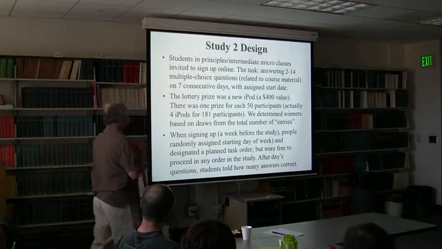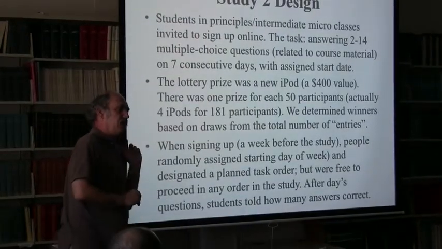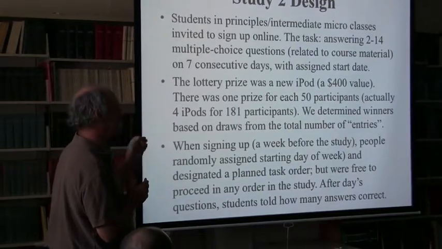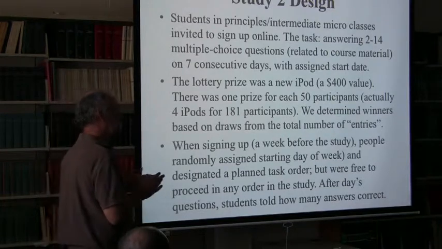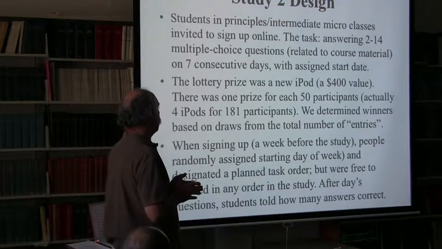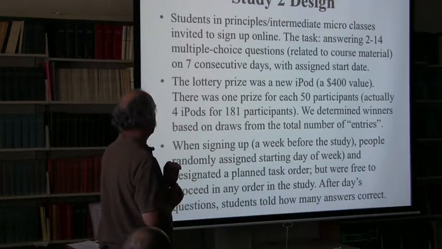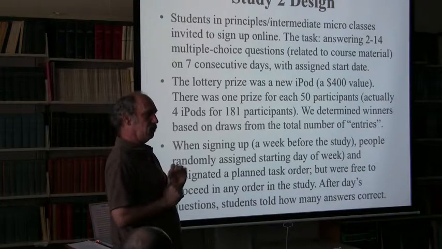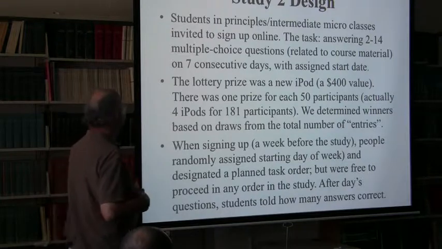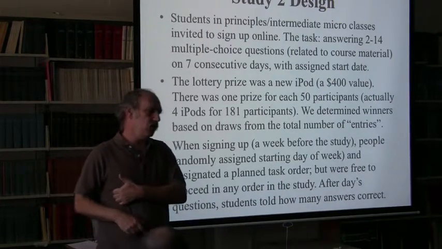Study 2. So we looked at these data, and we said, what can we do? So we created the second task, which was multiple choice questions, ranging from 2 questions to 14 questions. You can choose whatever order you like to do them. We made them do 7 consecutive days, and the questions related to the course material, and the participants were recruited from the intermediate micro and principles classes. Okay. We thought we'd be creative. This didn't really work very well. I wouldn't do it again.